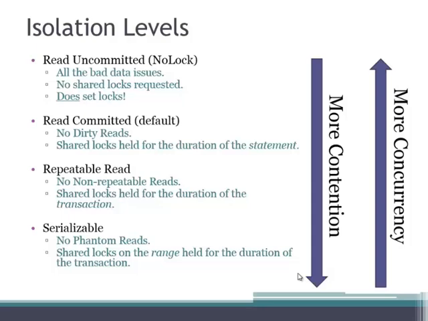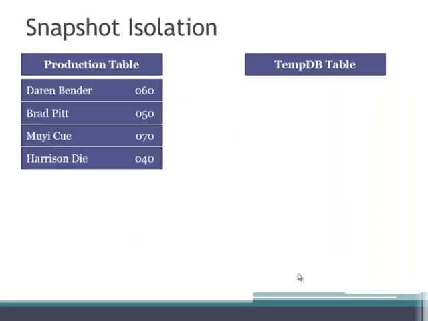Now, something new and very interesting that was introduced in SQL Server 2005 is an isolation level called snapshot. Snapshot isolation takes advantage of row versioning. Essentially what happens is that every row is tagged with a version, and when a data modification is made, like an insert, an update, or delete, the old data is stored in tempdb and the new data is given a new version number. So let's look at this graphical example here.